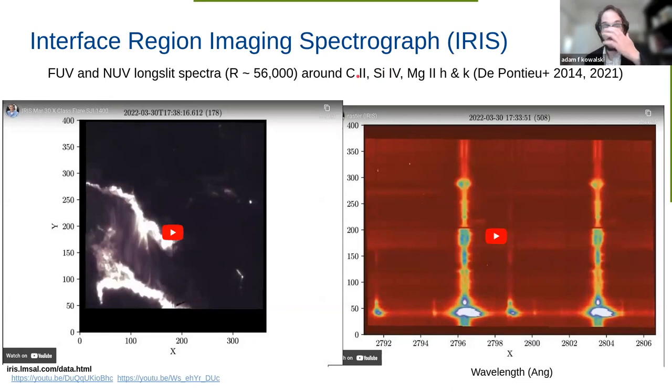So we've learned a lot about solar flares from the observations over the last solar maximum, thanks primarily to the IRIS mission, which is a NASA satellite observatory that observes the sun in the near ultraviolet and far ultraviolet. It obtains spectra and images around carbon-2 and silicon-4 in the far ultraviolet, and the near ultraviolet around the magnesium-2 resonance lines. It originally wasn't a flare mission, but it has provided many incredible flare observations for us.